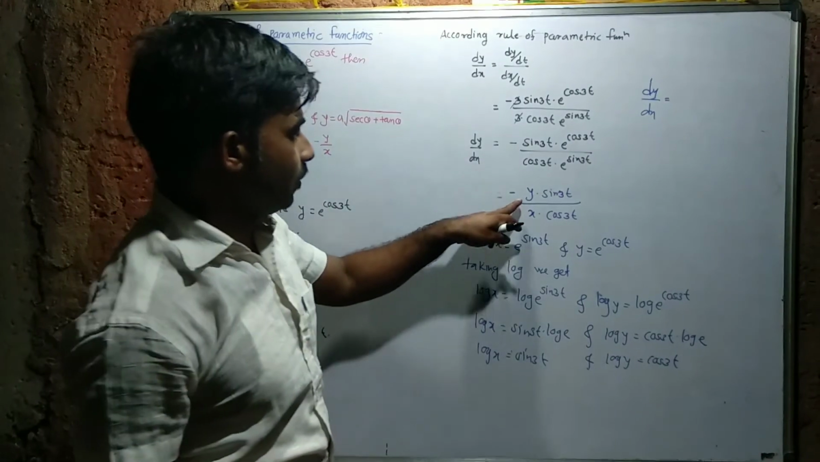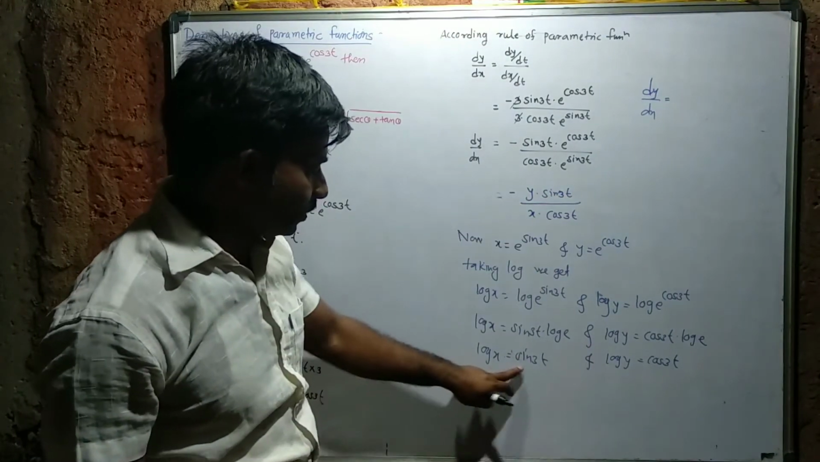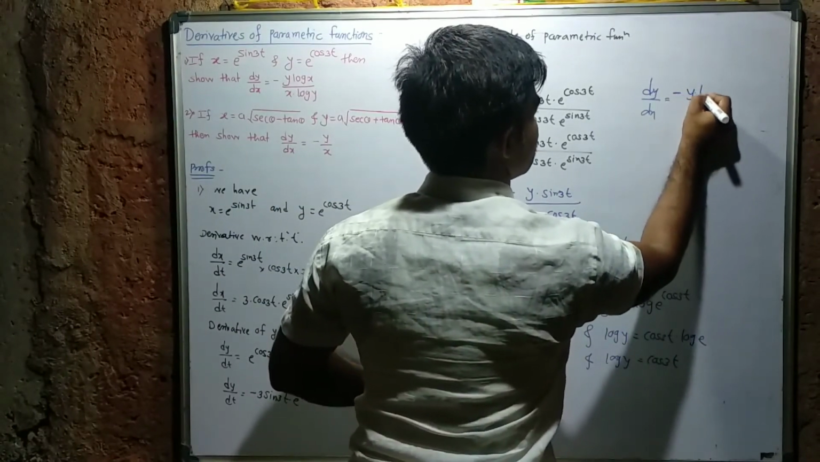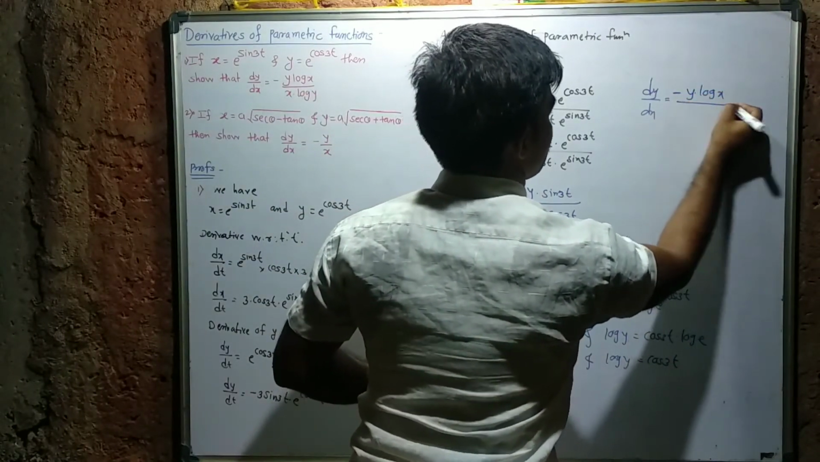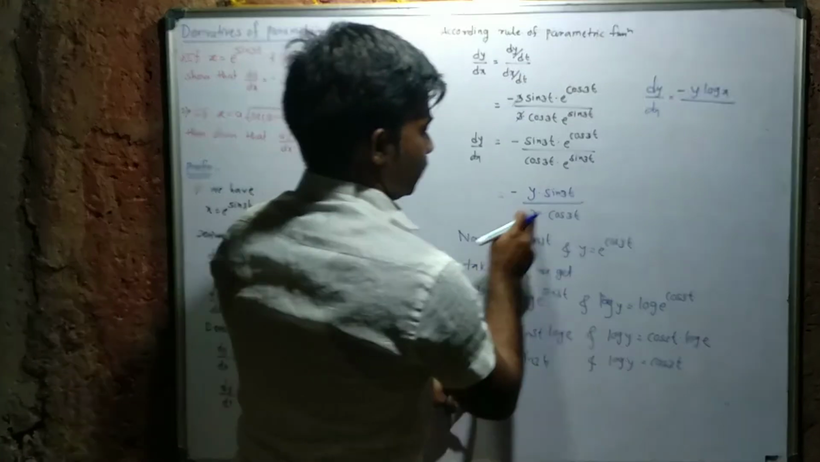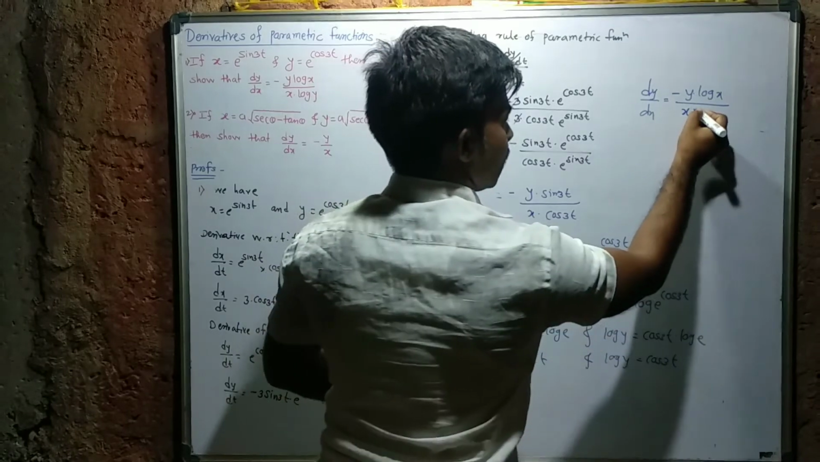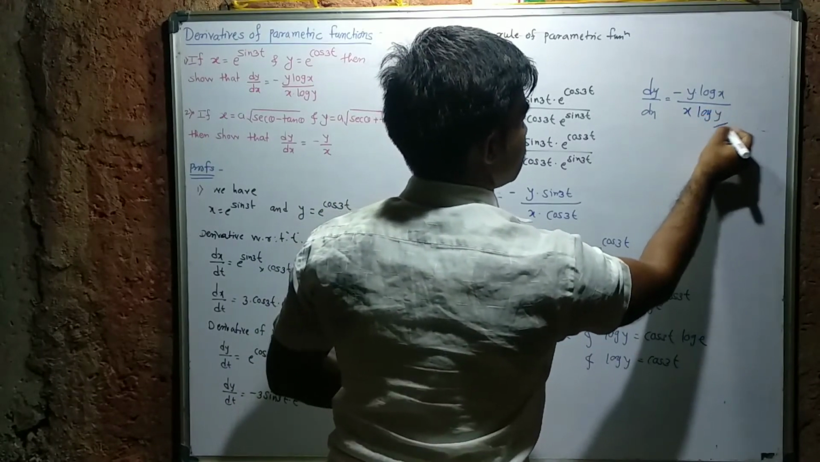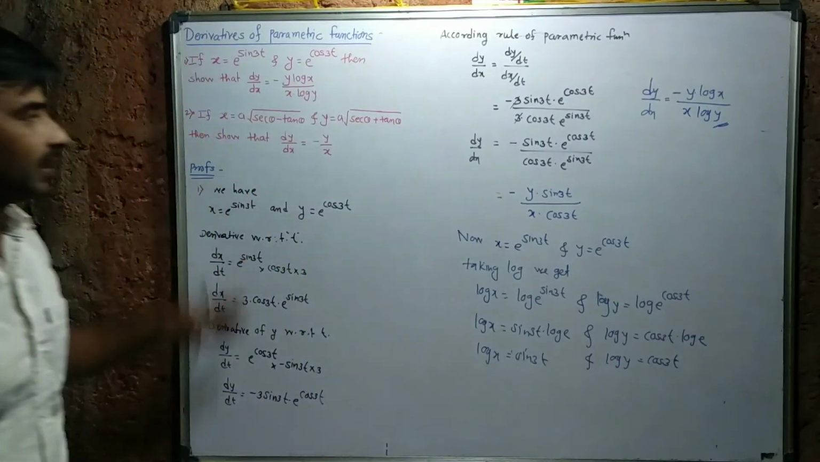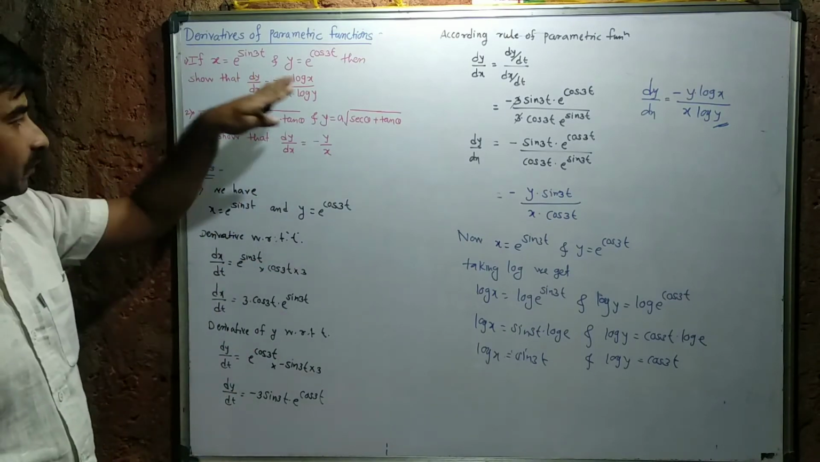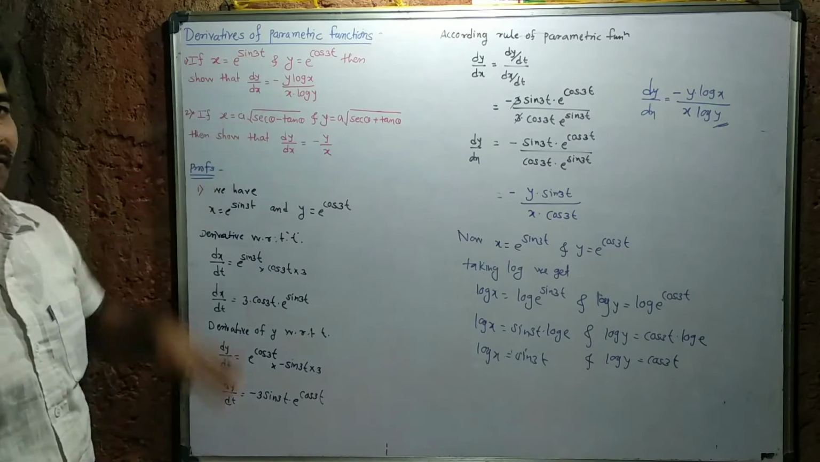Now we have to put sin 3t is equal to log x, and therefore you will get minus y into log x divided by x as it is, and cos 3t is nothing but log y, and therefore you will get the final result, and hence the proof of that equation related to the derivative of parametric functions.